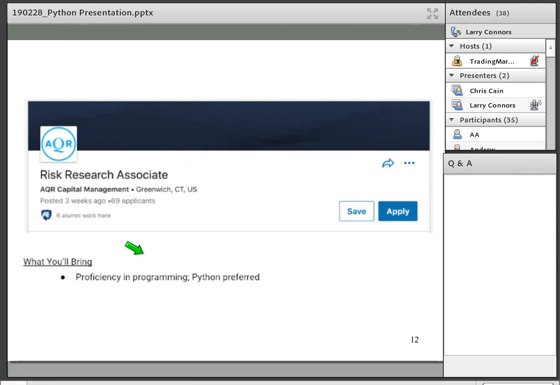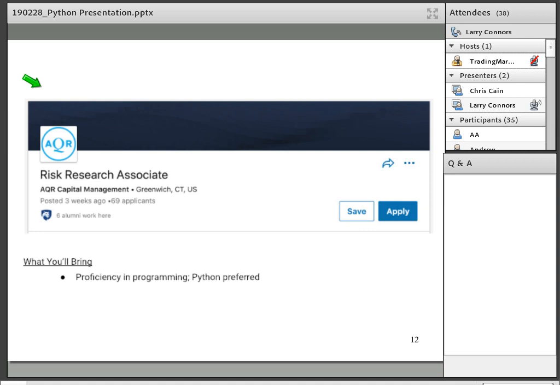Let's start with AQR. AQR is a really wonderful success story. They are now the second largest hedge fund in the world, and Cliff Asness is CEO and founder of AQR. They've been around for a couple of decades now, and they are one of the leaders out there in quant trading. They built their entire business around this.